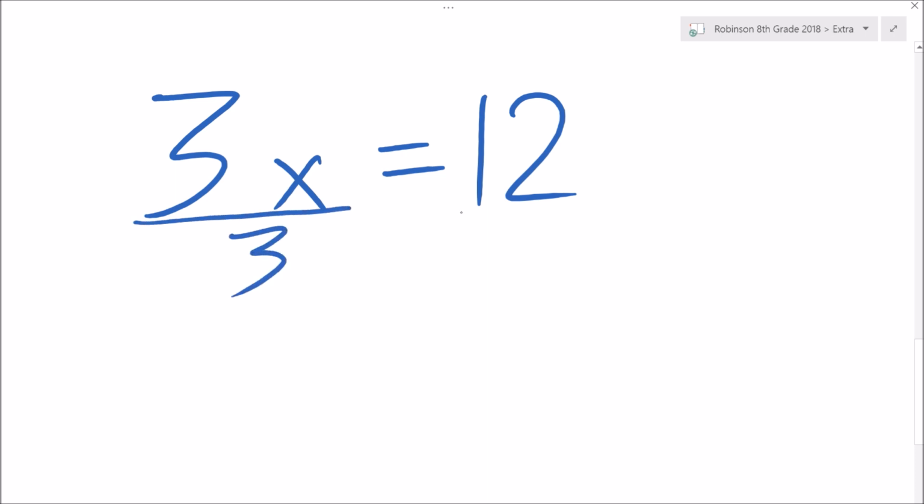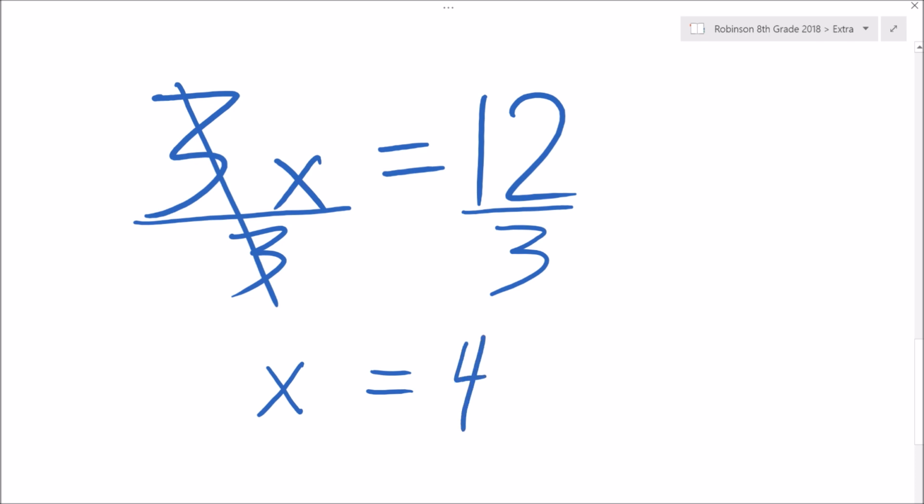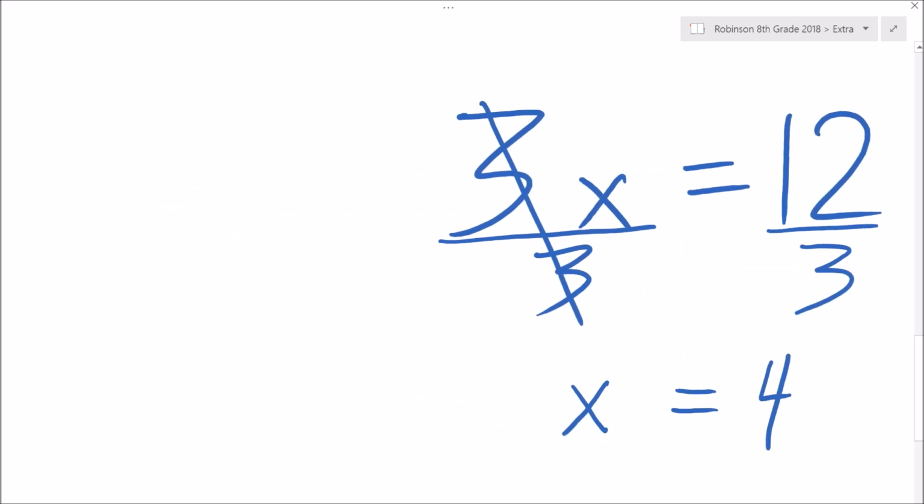We also need to recall that the fraction bar is another way of writing a division symbol. The 3's will divide out, and instead of 3x, we're now left with only 1x. But we should realize that we don't need to write that 1, we can just write the x by itself. My equal sign stays in the middle, and 12 divided by 3 is 4. As always, we can check our answer, say 3 times 4 is equal to 12, and it is.